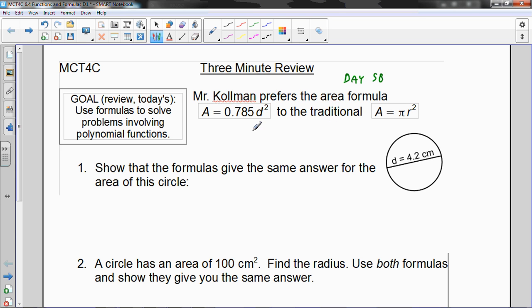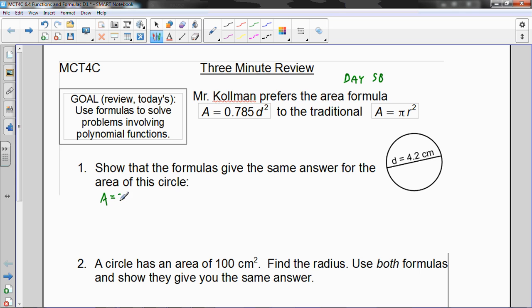So there are two area formulas. This is the one that Mr. Coleman likes, and this is the one that we sort of teach in math class. As it turns out, they're the same, sort of, mostly the same, and we're going to show that. Show that the formulas give the same answer for the area of this circle.